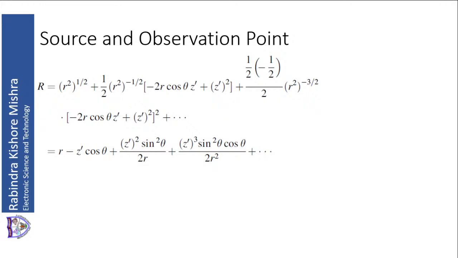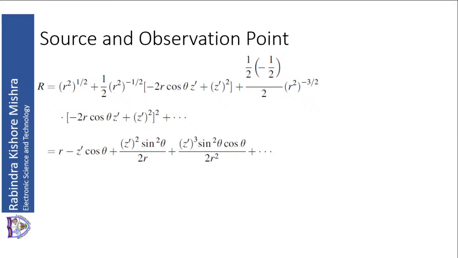Now if you relook at it, r square to the power half is r, and 1 by 2 r square to the power minus half is equal to 1 by 2 r. So that will be half r.